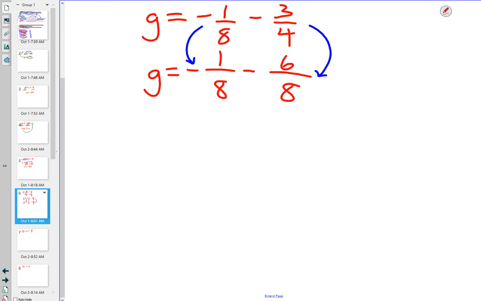So what is negative 1 minus 6? If you're not sure, ask Roselyn. Good. Add the numbers, keep them negative.